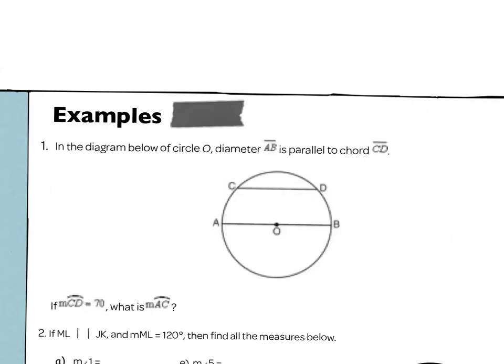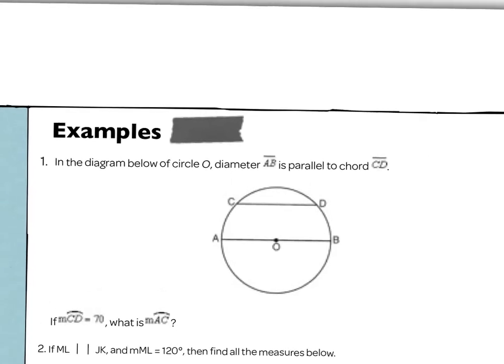All right, so let's look at the first example. The first example says, in the diagram below of circle O, diameter AB is parallel to chord CD. So these two chords, that's right, a diameter is a chord, are parallel. So that means we have some information that is given as well, and we can answer a question. So arc CD is 70. So we can actually put that in. This is 70 degrees. Well, what is arc AC? So we're looking for this arc here.